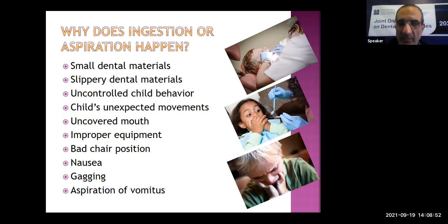As equipment is important, the personnel is important too. For example, in Iran, we have a course for dental assistants who work in the office of a specialist, or for the general dentist who works more with children. Other things are, for example, nausea, gagging, and aspiration of vomit, which are causes of aspiration.